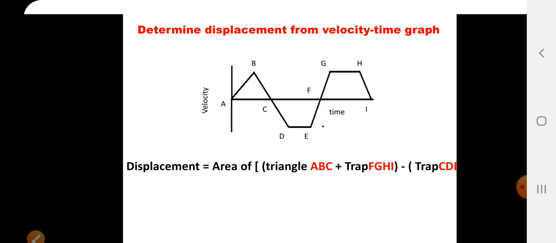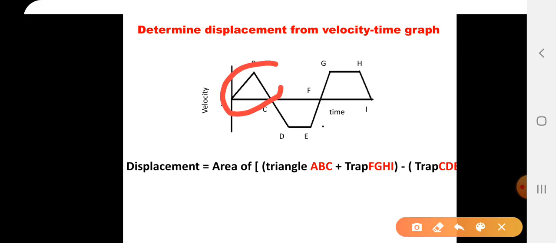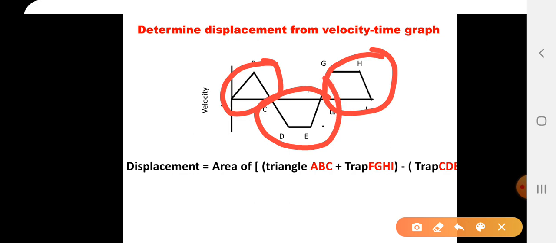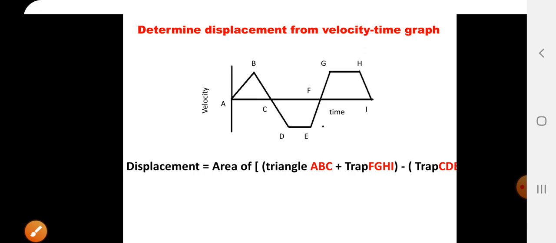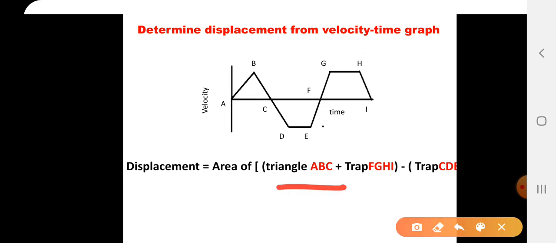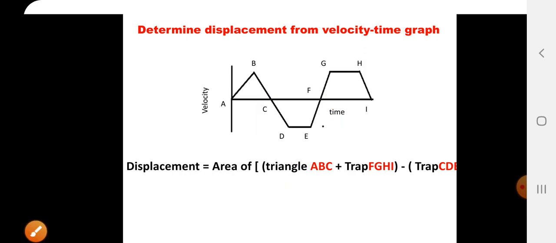Then the displacement of such type of positive negative slopes, displacement made by the body, is given by area of triangle ABC plus area of trapezium FGHI minus area of trapezium CDEF. Why is it minus? Because the displacement is negative. So area of triangle ABC plus trapezium FGHI minus trapezium CDEF gives you the displacement from velocity time graph.